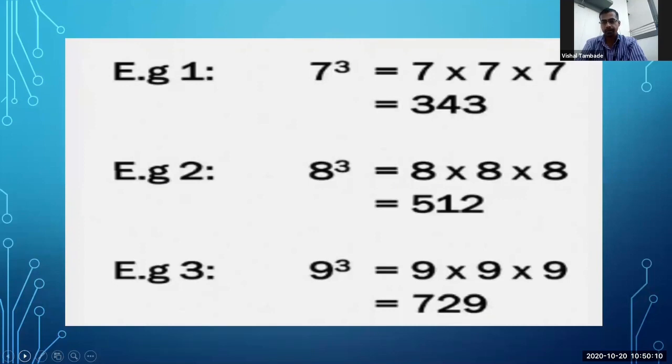In short, we can say that if any number has a power 2, it's a square number. If any number has a power 3, it's a cube number. Okay, all of you got it? Okay, next.